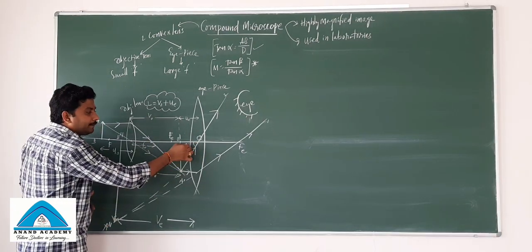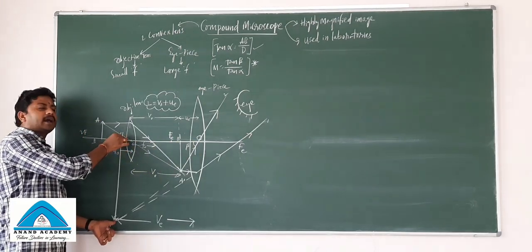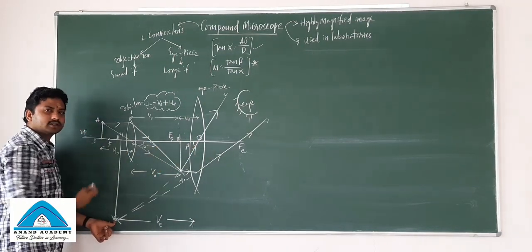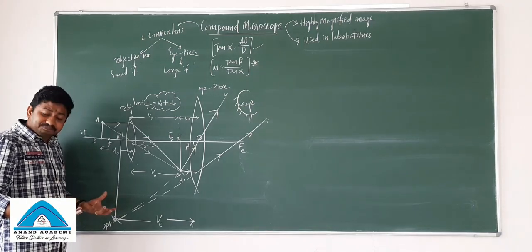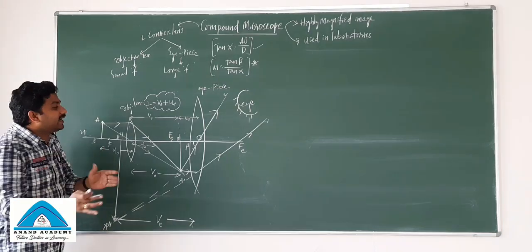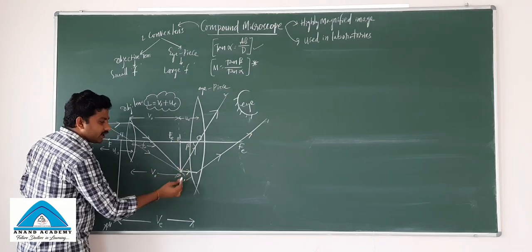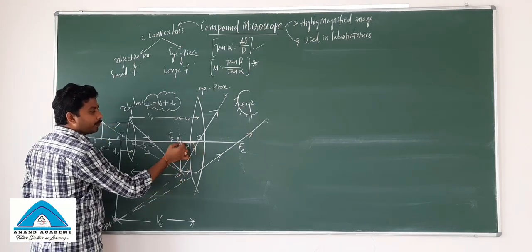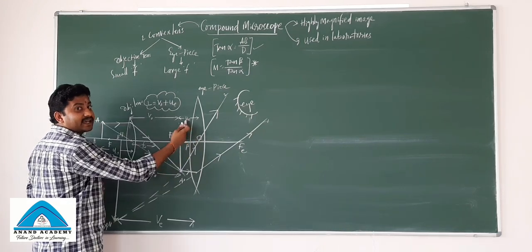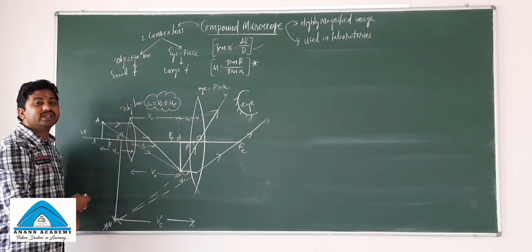So, what is this beta? Tan beta can be written as A double dash B double dash by O B double dash. But I am not writing it because where the image will form we don't know. So, I am taking a smaller triangle where tan beta can be written like this: A dash B dash by O B dash. And what is this O B dash? O B dash is equal to object distance. Yes or no? Yes. So, A dash B dash by UE.